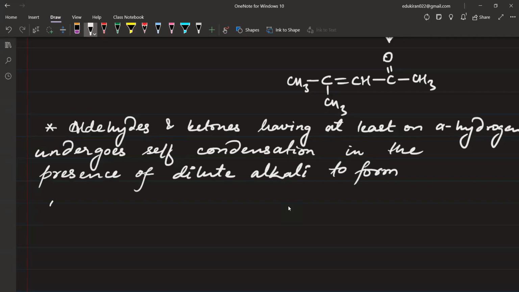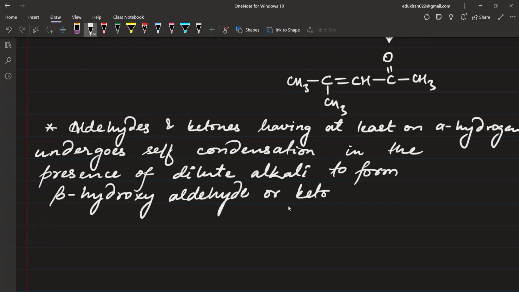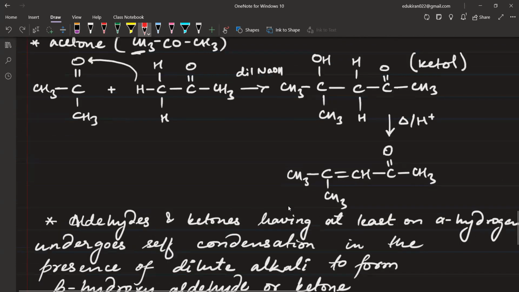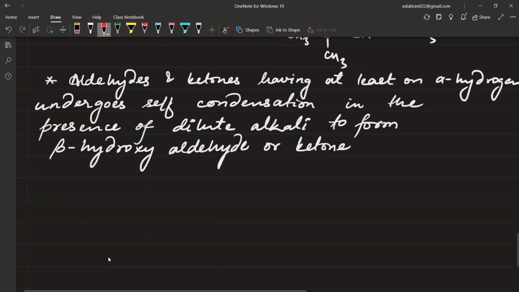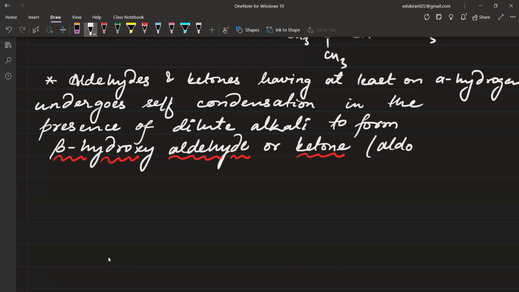listen carefully, what is its name, beta hydroxy aldehydes and ketones. Here, this is the alpha carbon, above this is your functional group, this is the alpha carbon, this is the beta carbon, right? So in the beta position we have a hydroxy group, so that is why this particular molecule is generally named beta hydroxy aldehyde or ketone. That means an OH group attached on the beta carbon of the aldehyde or ketone. So what we will get is beta hydroxy aldehyde or ketone. Write in brackets: aldol or ketol.